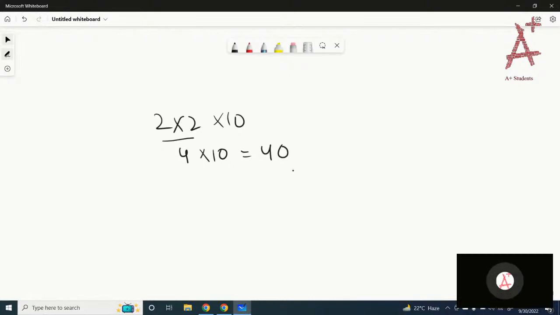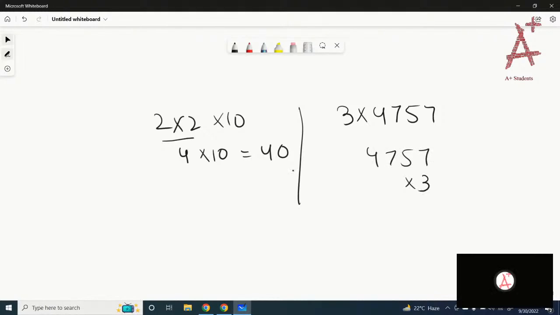Okay, the next one you have to do 3 times 4757. So let's just multiply 4757 by 3. 3 times 7 is 21. Write the 1, carry the 2. 3 times 5 is 15 and 2 is 17. Write 7 and carry 1. 3 times 7 is 21 and 1 is 22. Write the 2 and carry 2. 3 times 4 is 12 and 2 is 14. So it would be 14,271. So just select the correct option and click on the OK button.